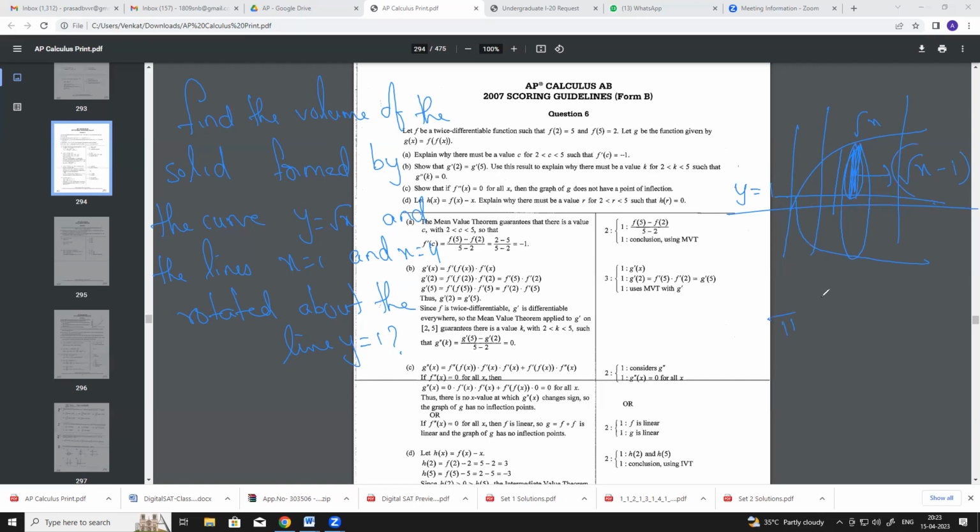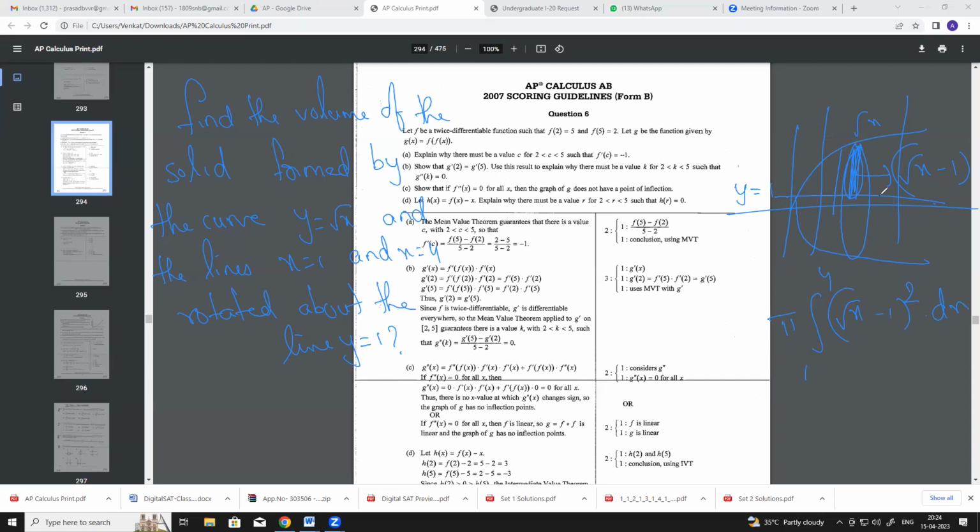So pi into integral of 1 to 4 root of x minus 1 whole square into dx. Before, I used root x whole square because I rotated about the x-axis, that is y equal to 0. But now I'm rotating with respect to the line y equal to 1, so the volume formed is pi into integral of 1 to 4 root of x minus 1 whole square into dx. You will definitely get a question on this in your advanced placement exam. You might even get multiple choice, but in free response it's also frequently seen.